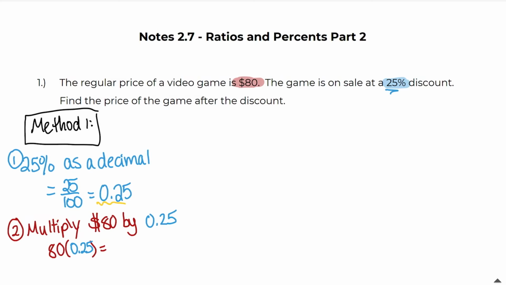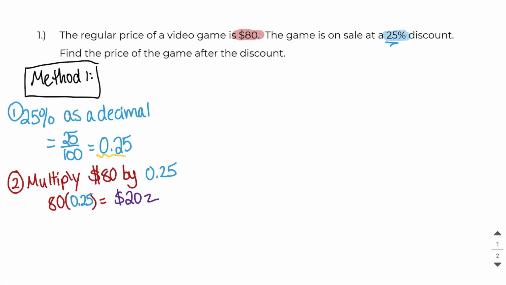Let's do this in a different color so that we can do our next step. We have to be careful here because this is the amount of money saved. It's not the actual price. It shouldn't make sense that you would pay $20, because if the video game was originally $80 and it's a 25% discount, $20 as the final price is a lot bigger of a discount than 25%. It just logically doesn't make sense because this is the amount of money saved.